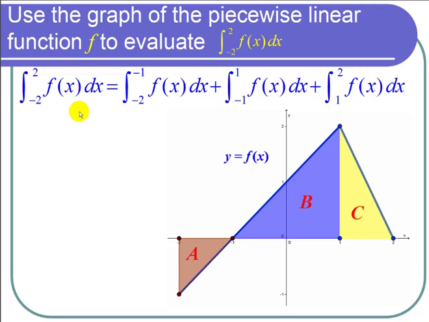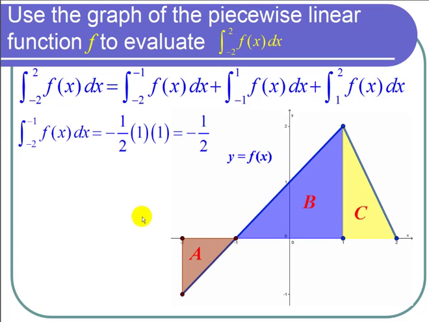In other words, the integral from -2 to 2 of f of x dx will be equal to negative the area of region A plus the area of region B plus the area of region C. So let's start out one at a time. For the integral from -2 to -1 of f of x dx, since that dips below the x-axis, it's negative the area of region A.